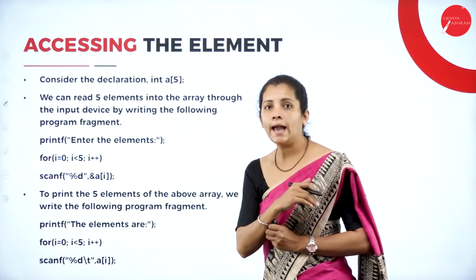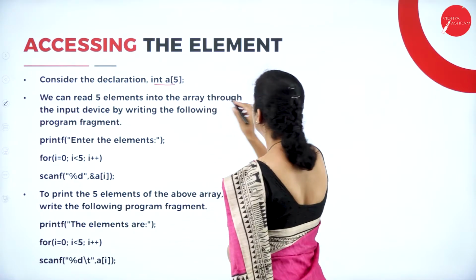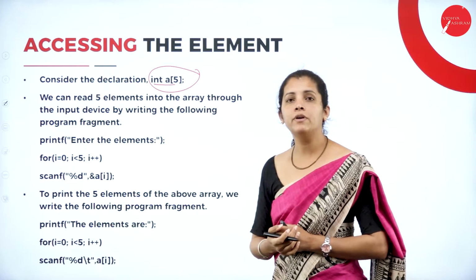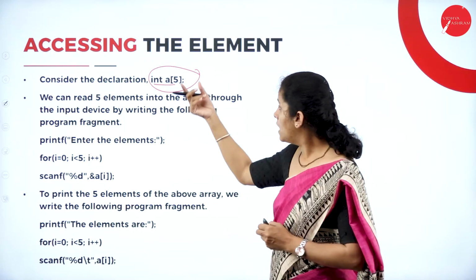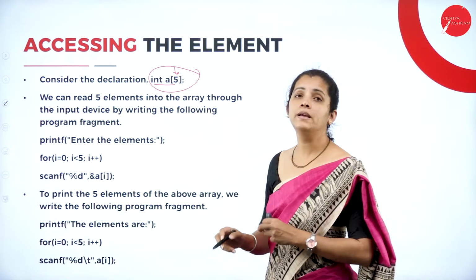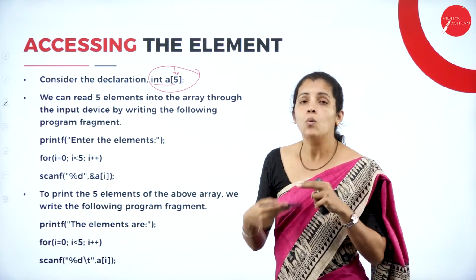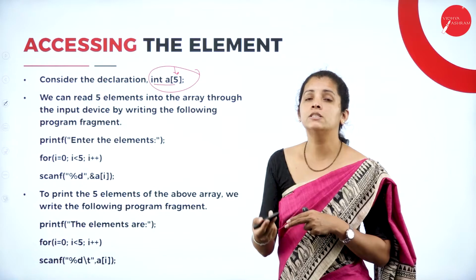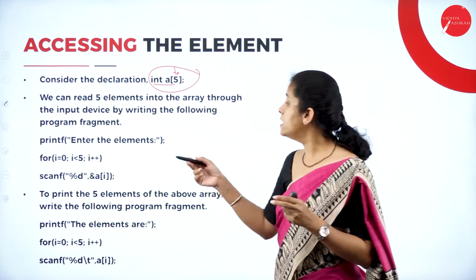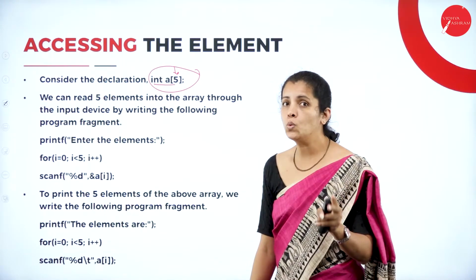Now, how can I access a one-dimensional array? Now, see here. This is my array declaration. Suppose I want to access the array, then how can I? See here, it is 5. That means I want to read 5 elements. And how am I going to read? One after another. So it's nothing but looping or iteration. And here I can use a for loop, while or do while.